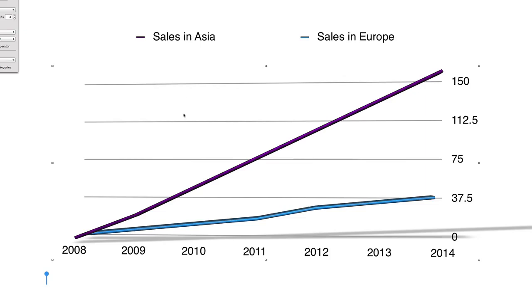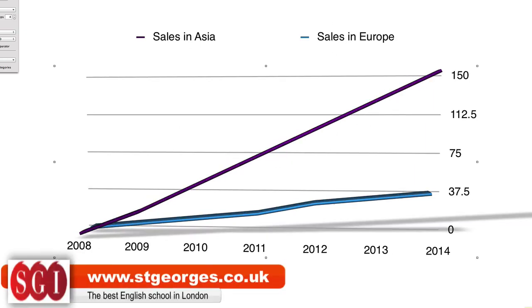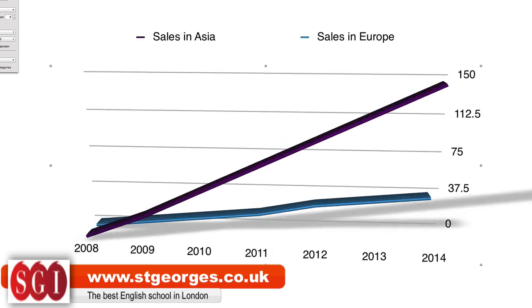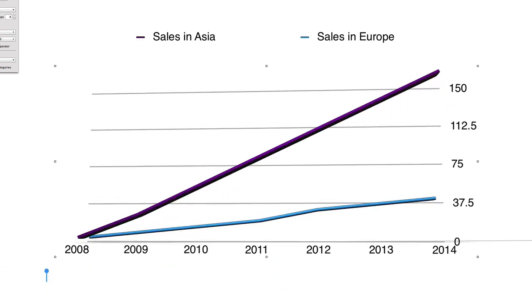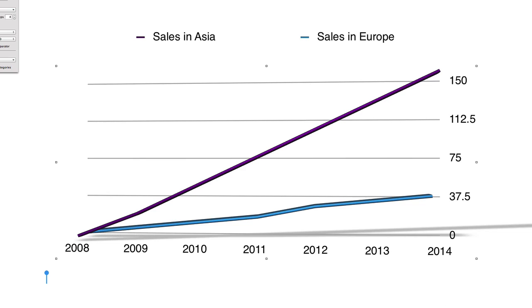We've got sales in Asia on the top and we've got sales in Europe on the bottom. Let's just take a quick look around the graph. Alright, so this is obviously describing an upward trend. If we look at the sales in Asia, that's clearly an upward trend. And the increase was kind of steady throughout the year, but if we think of the start point 2008 and the end point 2014, I think we could say there was a dramatic rise in sales.